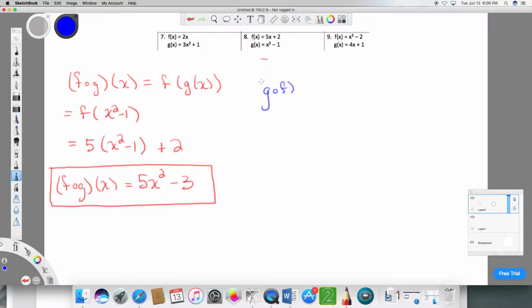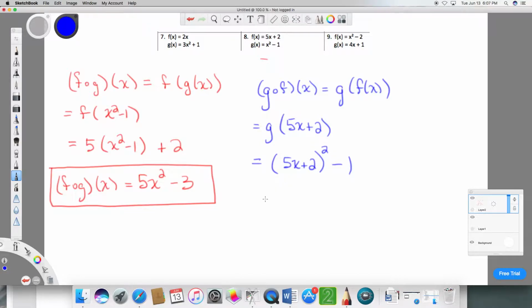For g composed with f, f is now the input of g, and f is 5x plus 2. And g, well, g always creates a subtraction problem where the first term is the input squared and then it subtracts 1.